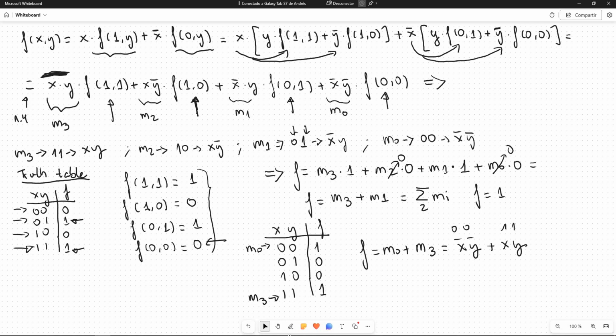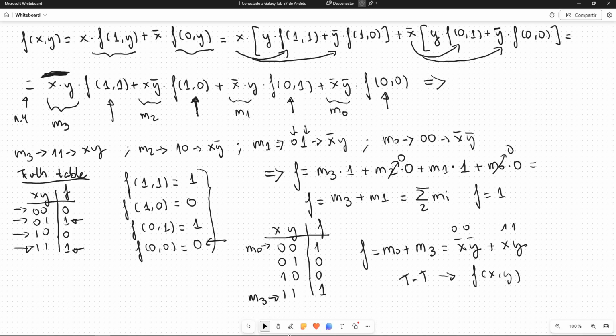So with this conclusion that we have reached using the Shannon expansion theorem, we can go from the truth table to the algebraic expression of a function, just looking at the places of the table in which we have a 1.